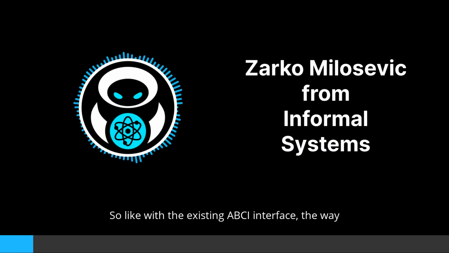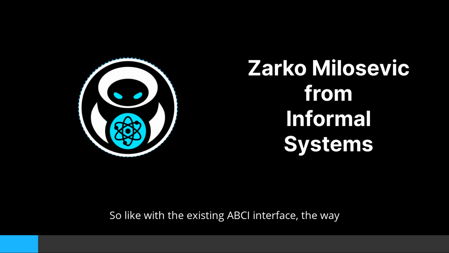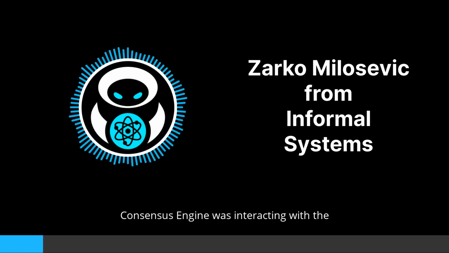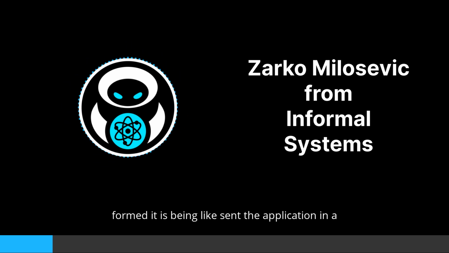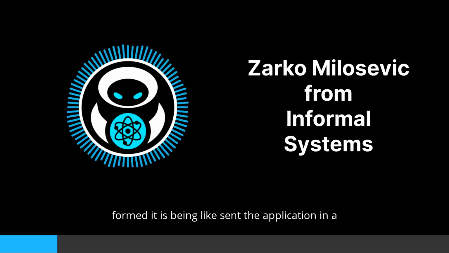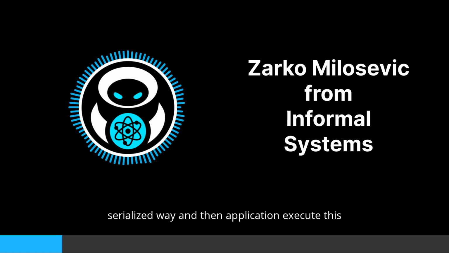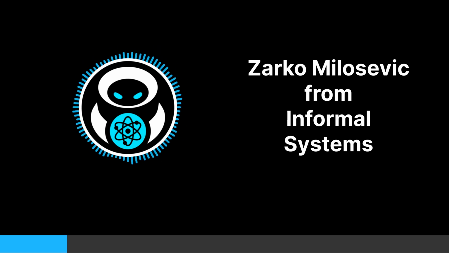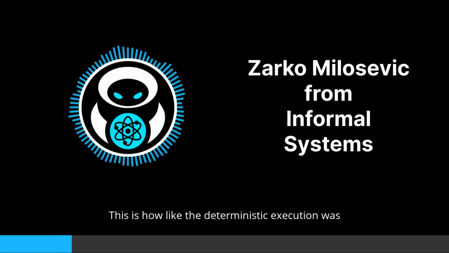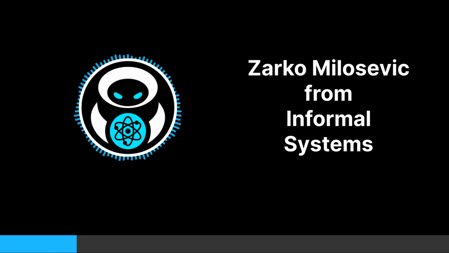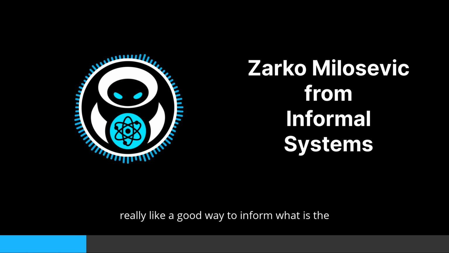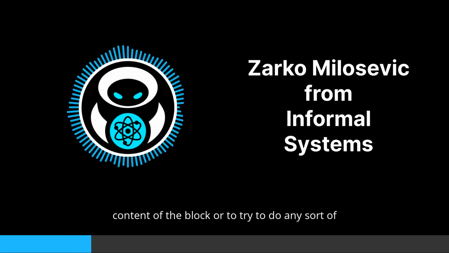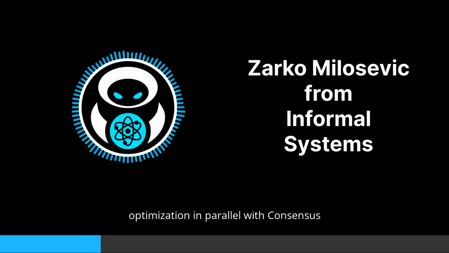Sure. So, with the existing ABCI interface, the way the Consensus Engine was interacting with the application was pretty much that once a block is formed, it is sent to the application in a serialized way, and then the application executes this sequentially. This is how deterministic execution was taken care of. But the application did not have a good way to be informed of the content of the block, or to try to do any sort of optimization in parallel with consensus execution.